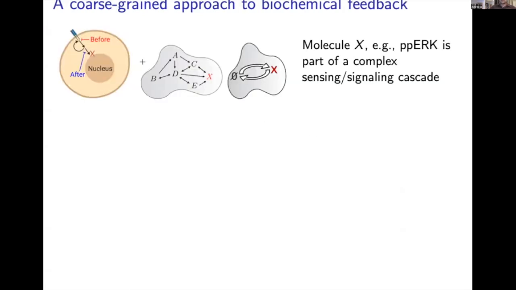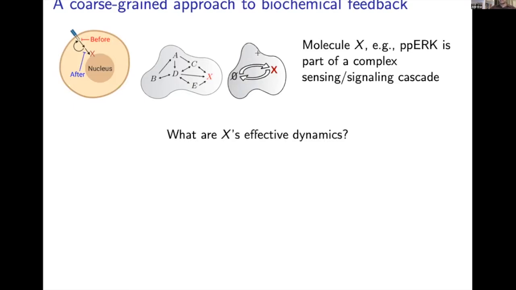So here is our cell, the caricature that we just discussed. And actually, we can think about this readout molecule X as sitting in this bath, as part of this very complex sensing and signaling cascade with lots of other molecules, right, which we did not measure. And we can say, well, since we don't know what these are, but we do know that something is happening, we could imagine some kind of effective model where X feeds back to itself. It can degrade, and more X could be created, right?